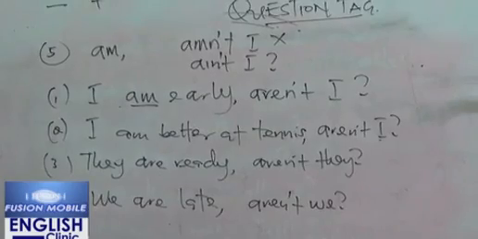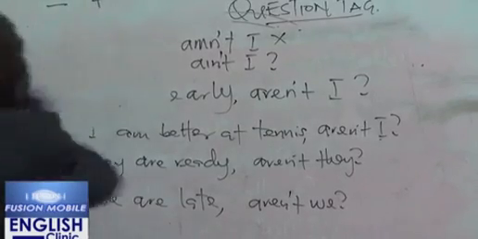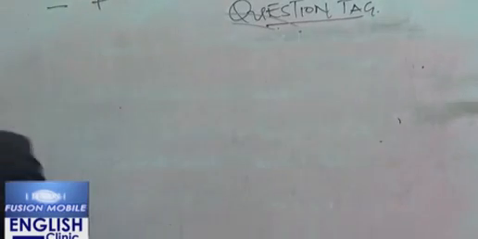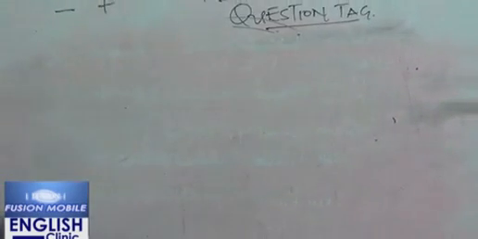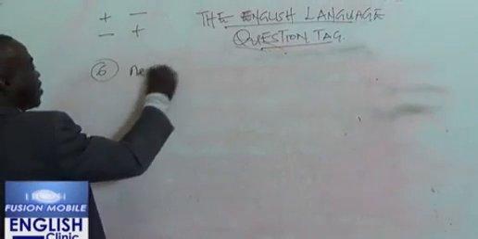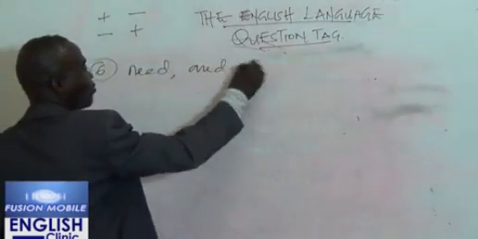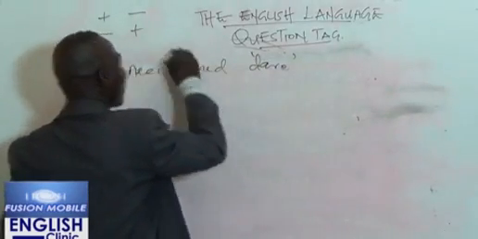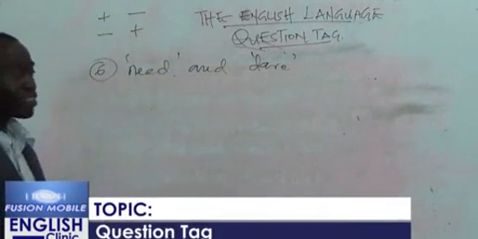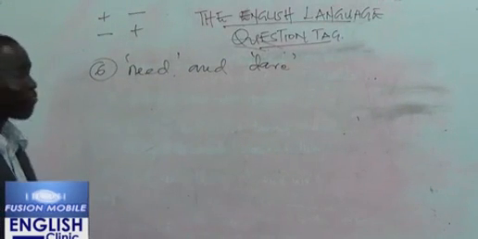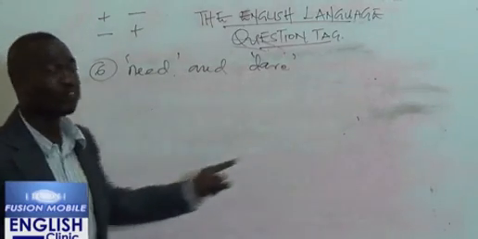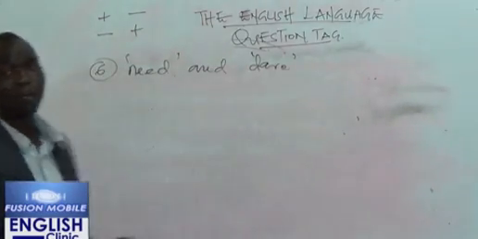Now rule number 6 has to do with two auxiliary verbs. What are the two auxiliary verbs we want to talk about here? The two auxiliary verbs we want to talk about here are the auxiliary verb need and dare. The auxiliary verb need and dare. I have said before that whenever you want to form the tag for a question tag, it is the auxiliary verb that you need to repeat in the tag.